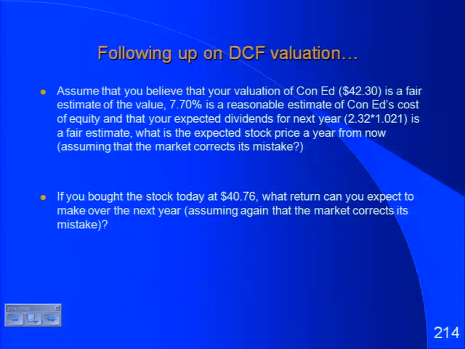Is there a way you can use those three numbers to tell me the target price? So you're an equity research analyst. I want a target price for Con Ed 1 year from now based on your DCF valuation. I don't want a PE ratio applied to earnings per share. I want you to use the DCF to come up with the target price. How would you do it?